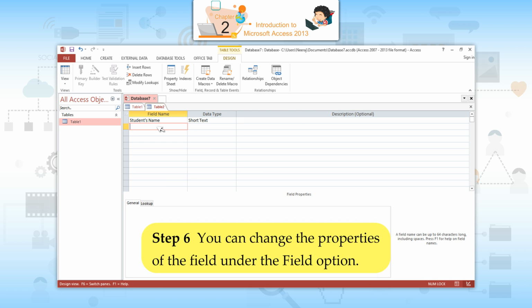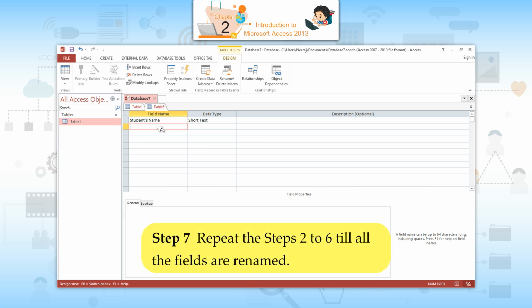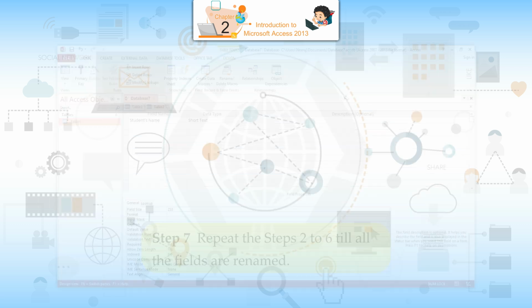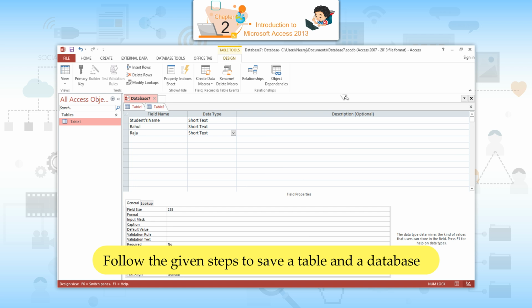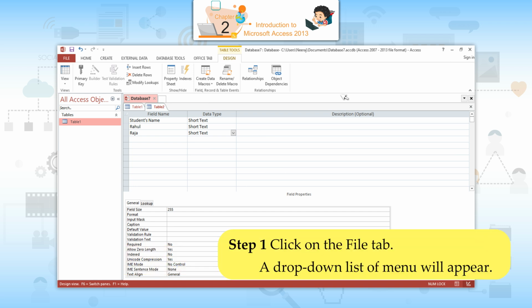You can change the properties of the field under the field option. Step 7. Repeat the steps 2 to 6 till all the fields are renamed. Saving a table and a database. Follow the given steps to save a table and a database.